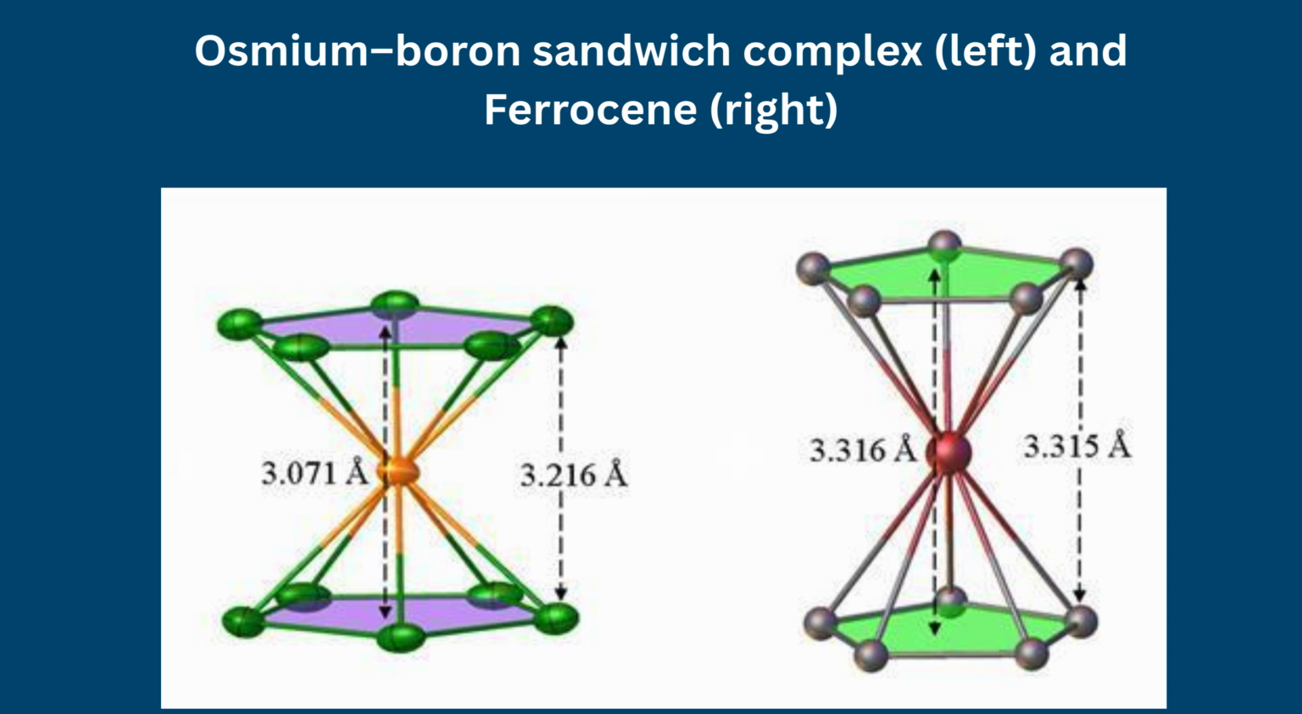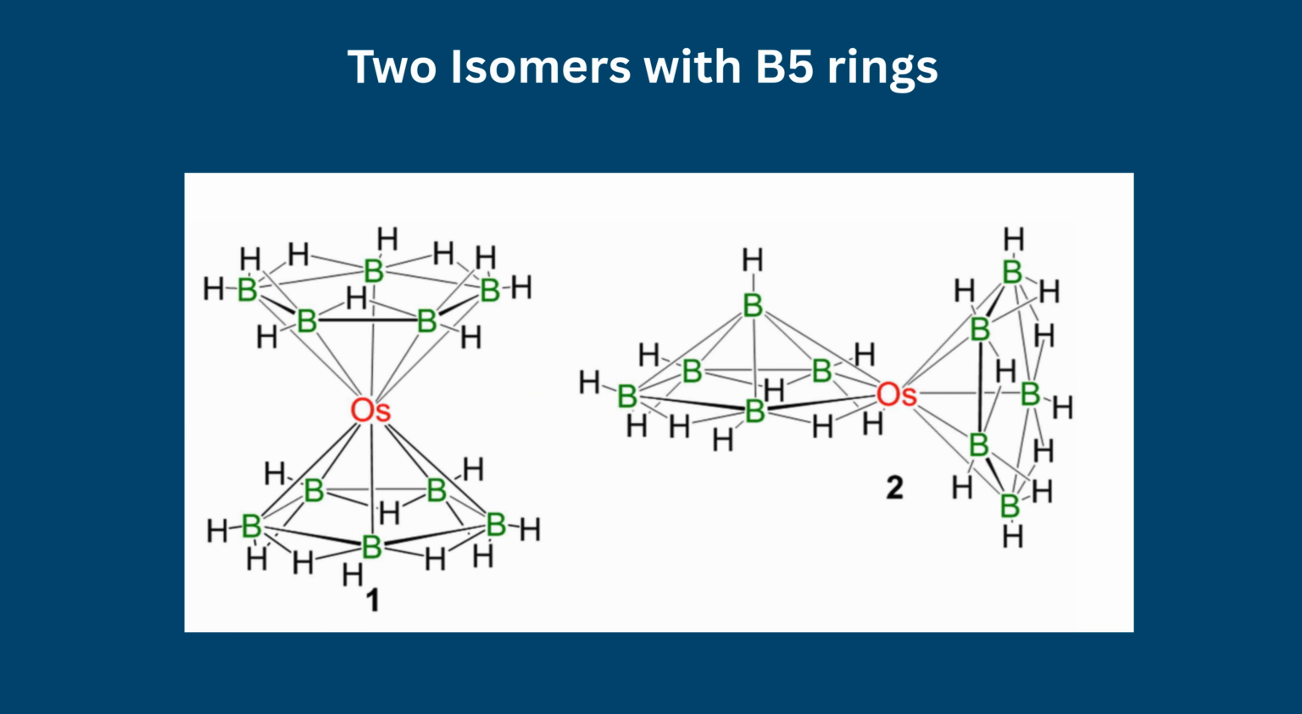The reduced ring-ring separation is attributed to the presence of bridging hydrogens and the interaction of boron-based orbitals with the diffuse d orbitals of osmium. Additionally, an isomeric osmium complex was isolated in which the two boron rings are oriented perpendicularly. This coordination mode, along with a trihapto bonding configuration observed in another isomer, represents coordination patterns not seen in classical ferrocene chemistry.